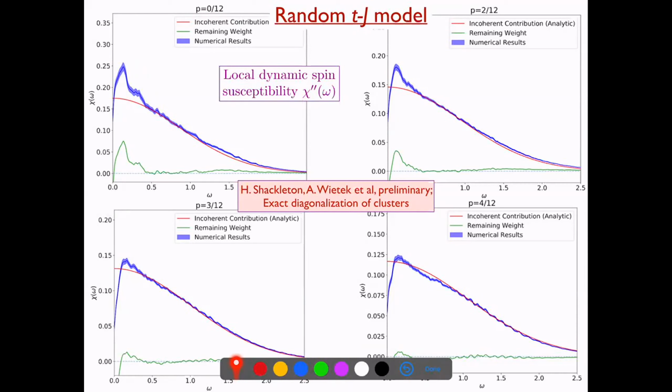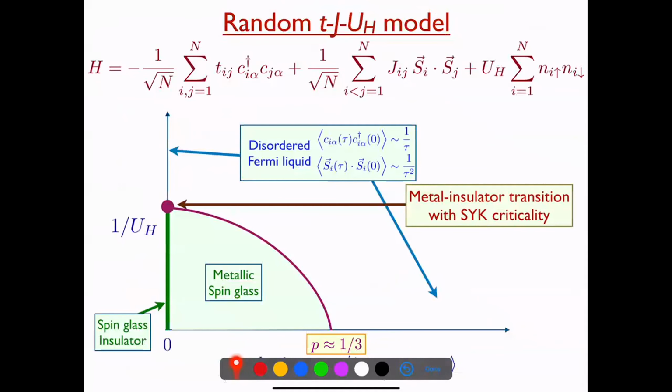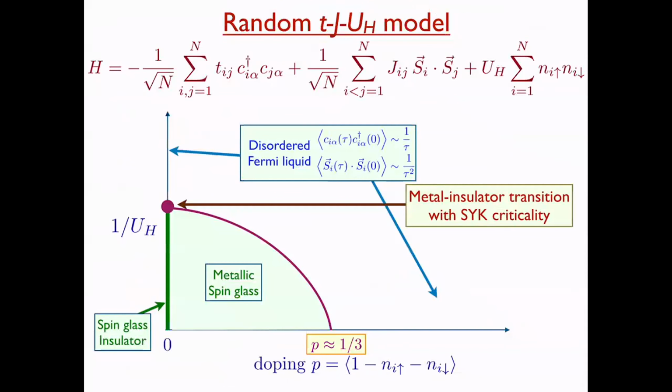And what Henry and Alex did was look at higher doping. This is 1/6 doping, 1/4 doping, 1/3 doping. What you see by around 1/3 is that this peak has disappeared. So there's this phase transition with the vanishing of spin glass order around p equals 1/3. Then I put this p equals 1/3 over here at the bottom. We now have some evidence that that's what's happening, and we want to understand what happens across this line.